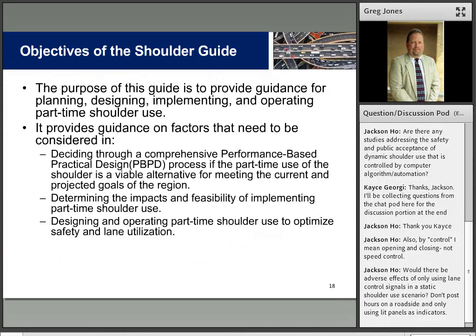And so the objectives of this guide are to provide guidance on planning, designing, implementing, and operating part-time shoulder use. And it provides guidance on factors that need to be considered in deciding through a performance-based practical design process if part-time shoulder use is a viable alternative, determining the impacts and feasibility of implementing the part-time shoulder use, and then designing and operating part-time shoulder use to optimize both safety and traffic flow and lane utilization.